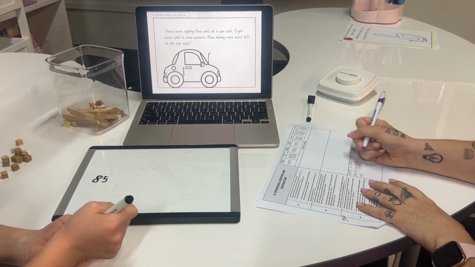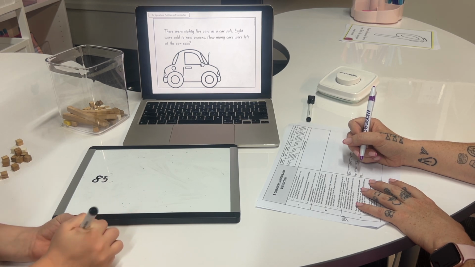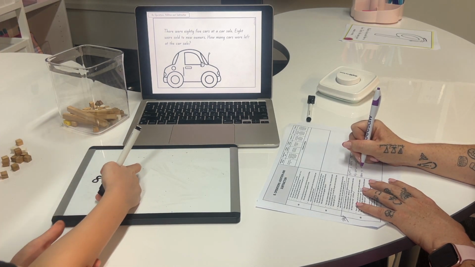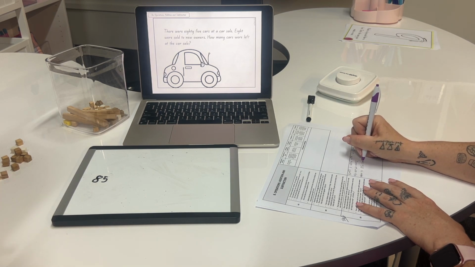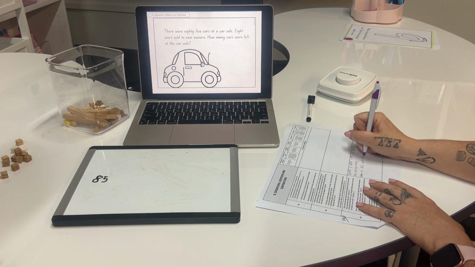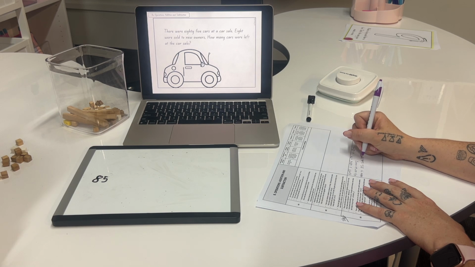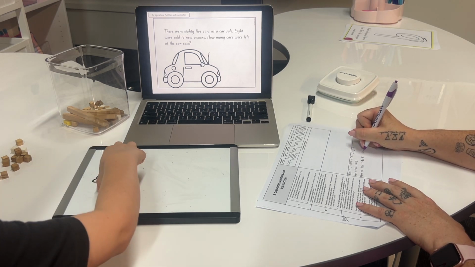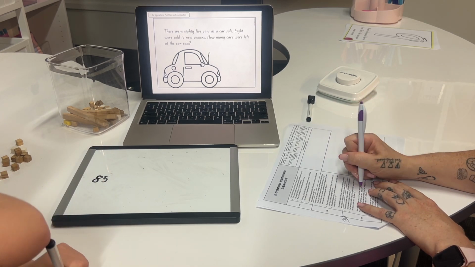78? How'd you get 78? Wait, I think maybe 77. 77? Yes. How'd you get 77? Because I know it was 77 because 3 plus the 77 equals the 10 and then the 5, because then that equals 8. That is so good. All right.